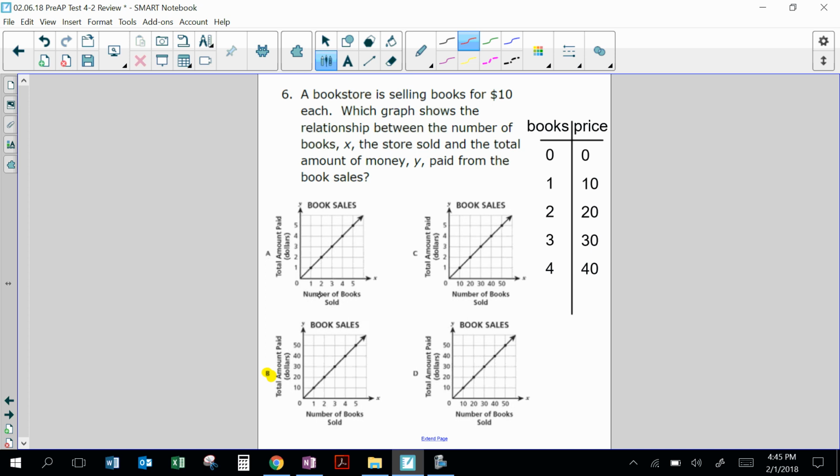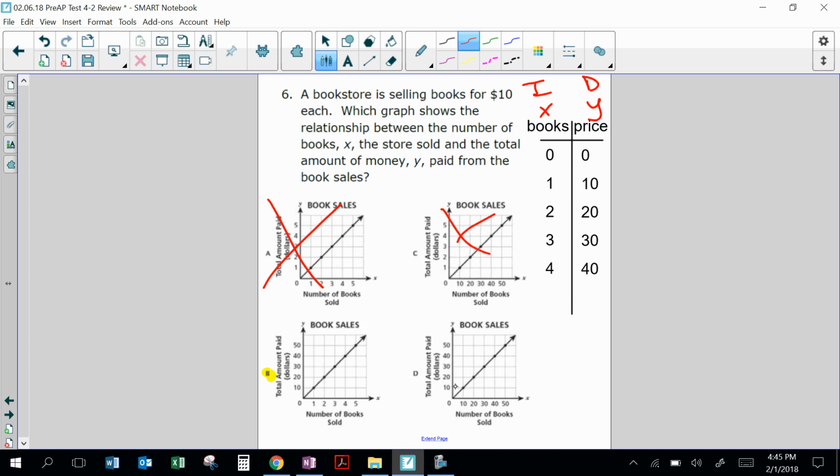So let's see here. Look at this one. 1 book costs $1. Out. 10 books cost 1. Oh, they do not know the independent and dependent. This is X. This is Y. This is independent. This is dependent. The amount paid depends on how many books they sell. So in here, they did not put it correctly. They put the numbers in the wrong spot. So nope. Let's look at D.